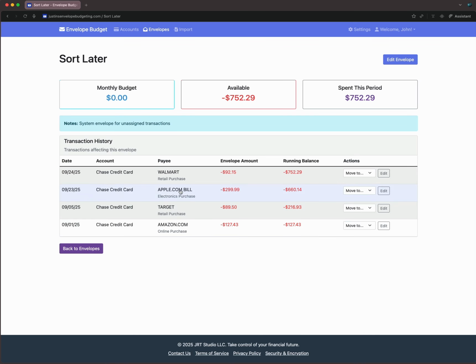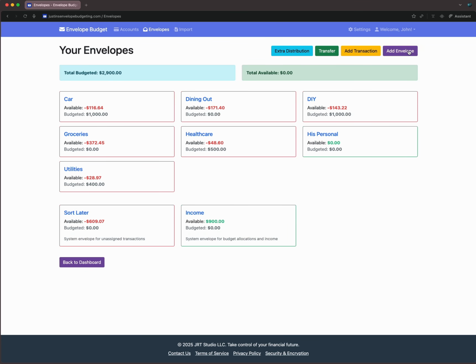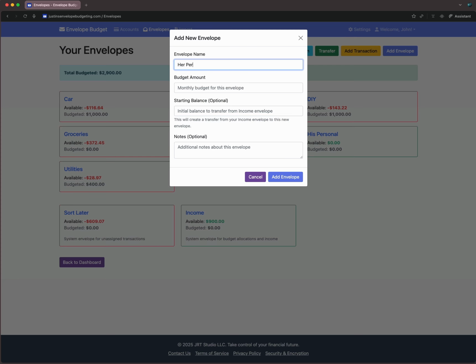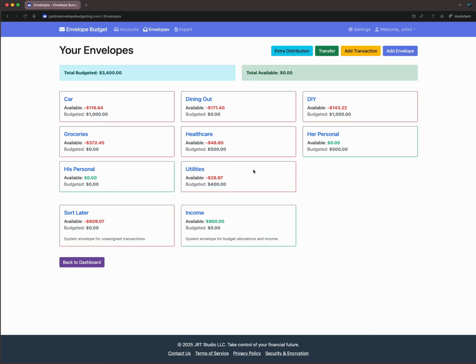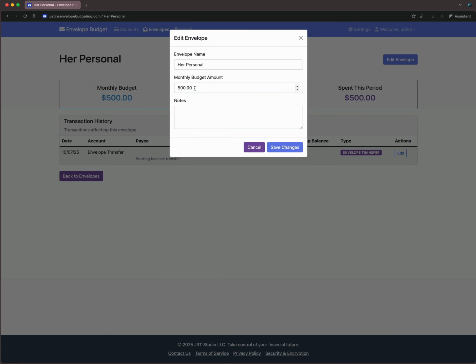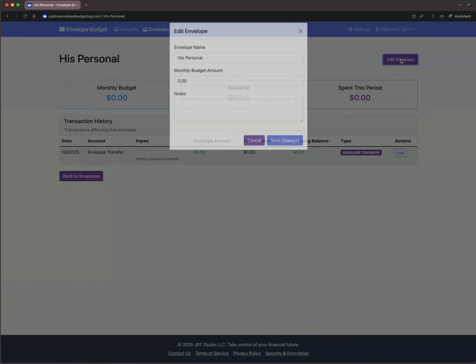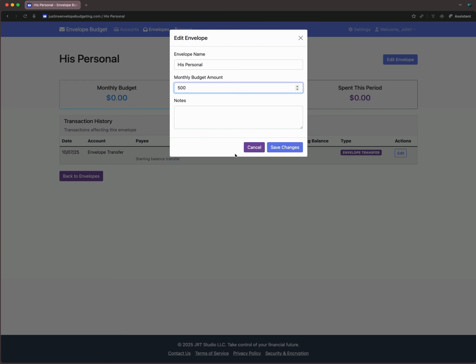And let's see, we got Apple. Maybe you got yourself something, and in our house we'll call that his personal, because we have a his personal and we have a her personal. I need to put some money in there. Let's say it's 500 a month. The other one, her personal. Where did that go? Her personal, edit envelope. Oh, I did give her money, I didn't give him money. Is that what I did? Yeah. Let's give him money, 500. Right.